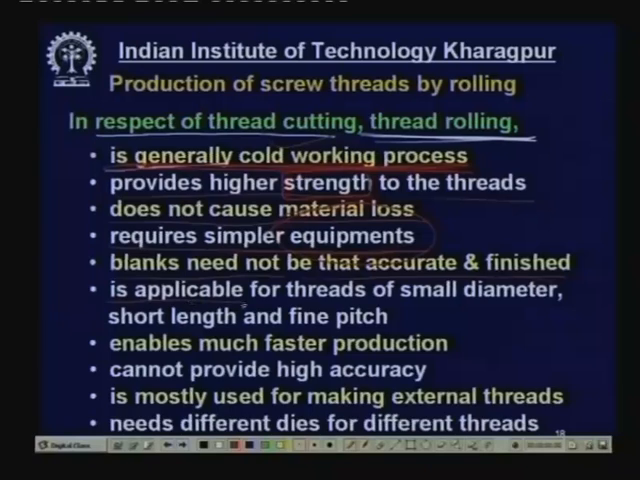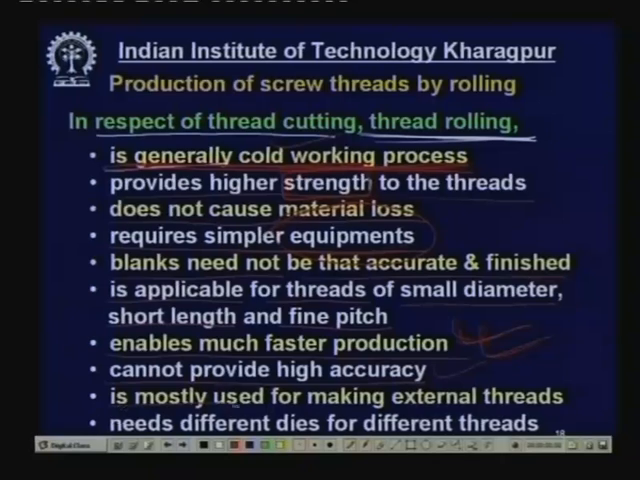Thread rolling is applicable for threads of small diameter, short length and fine pitch like screws, bolts, studs and similar things, not for lead screws or press screws, etc. Now thread rolling enables much faster production, very fast production. All fasteners are manufactured in large volume and at a faster rate by rolling. But thread rolling cannot provide high accuracy. Yes, it cannot provide high accuracy because it is a forming process.